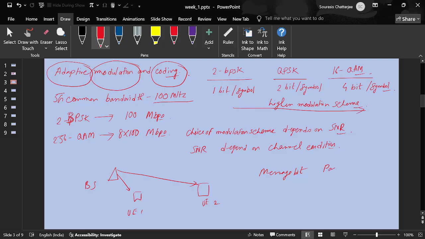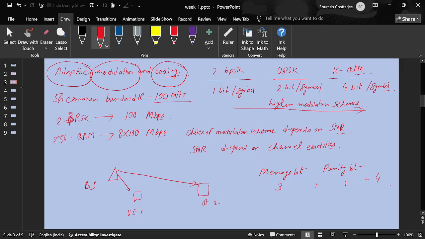This is the message bits and this is the parity bit. So let's say every three message bits I'm introducing a parity bit. So essentially I'm transmitting 4 bits, right? But one of them is redundant, redundant in the sense it's not carrying any information. So effectively I'm transmitting only 3 bits of information.